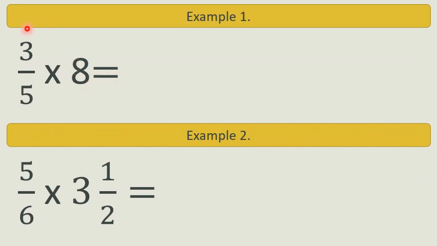So, tingnan natin itong unang example. 3/5 times 8. Paano naman siya imu-multiply? Di ba, ang rules natin sa multiplication of fraction, i-multiply ang numerator, i-multiply ang denominator. Since ang 8 ay walang numerator, denominator, paano po ito? Kung naalala nyo, ang lahat ng whole number ay may denominator po talaga. Ang denominator ng mga whole number is 1.